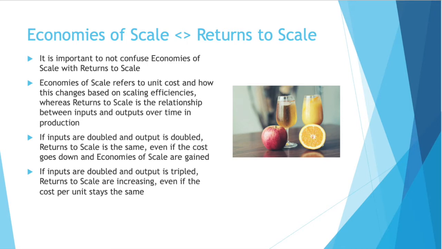If inputs are doubled and outputs triple, returns to scale are increasing, even if the cost per unit stays the same. So you can see how these two concepts are similar and that they both talk about scaling, but they are talking about different things.